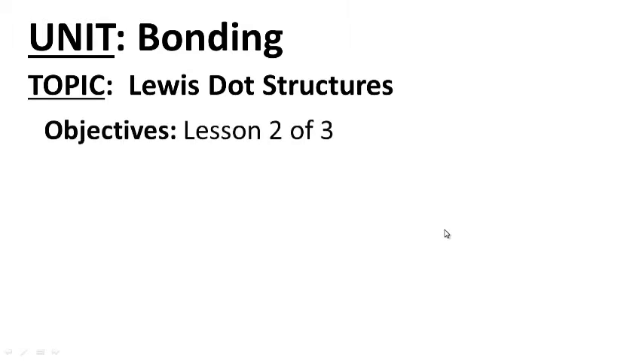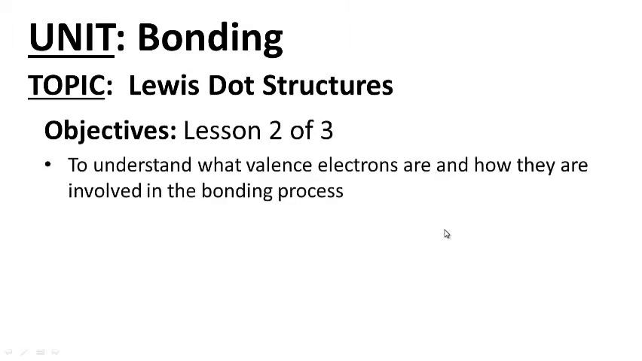All right, welcome back to our unit on bonding. Today's topic is Lewis dot structures. Okay, lesson 2 of 3, your objectives are as follows. To understand what valence electrons are and how they are involved in the bonding process.